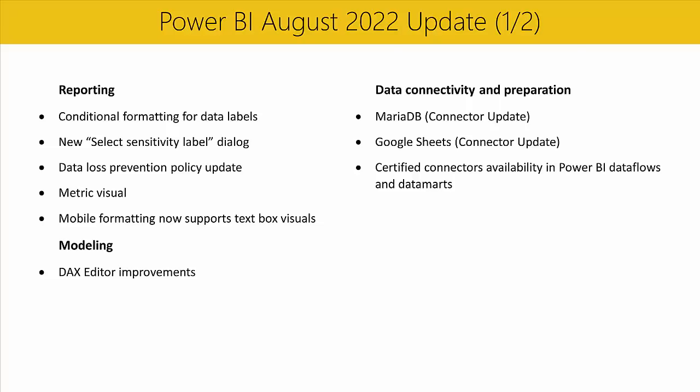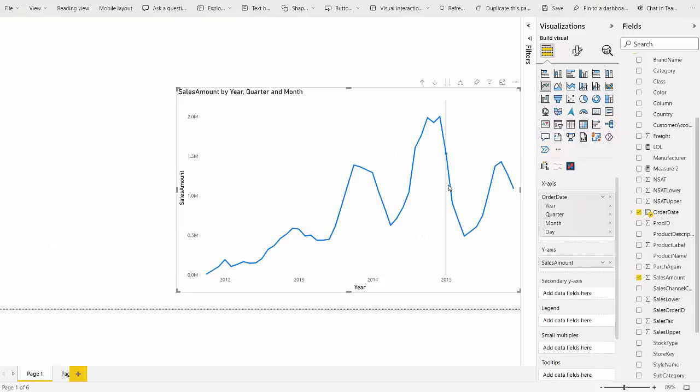We've since heard your feedback that this behavior isn't intuitive, and we're making some changes this month and next month to bring conditional formatting for data labels to be more in line with what you expect. Rien will show us a demo of the changes this month.